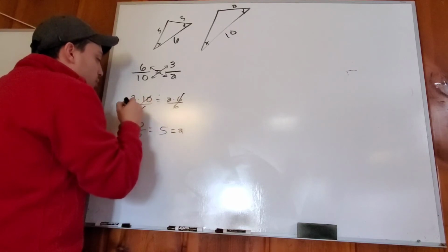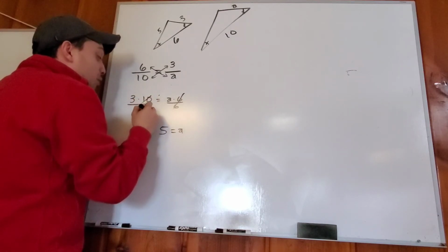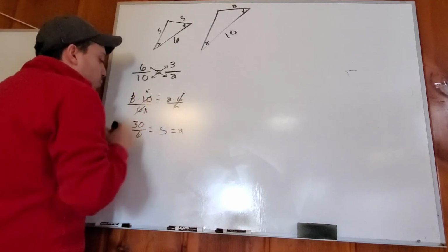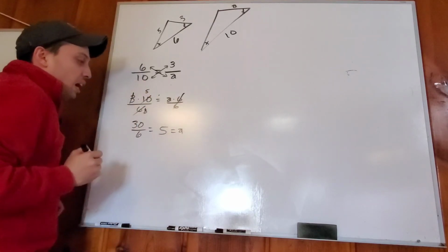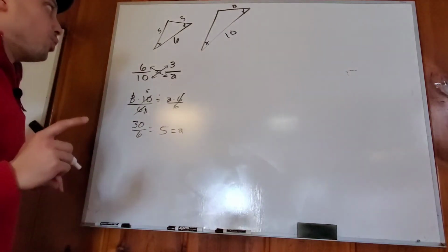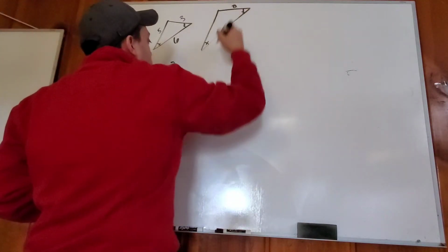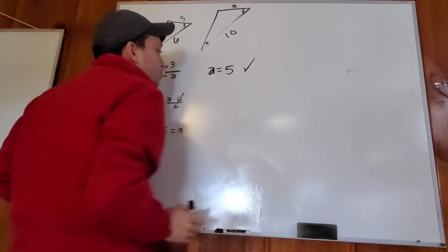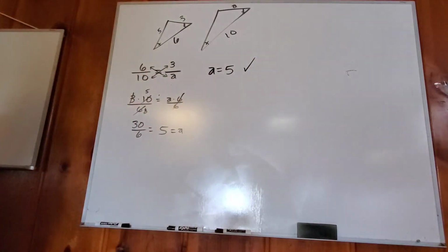Or crossing out 6 and 10, because I divided by 2. And so this is 5, and this is 3, and 3 with 3 would cancel out, and it's still 5. So it doesn't matter how you do it, you still have to get 5. A equals 5. And example done.